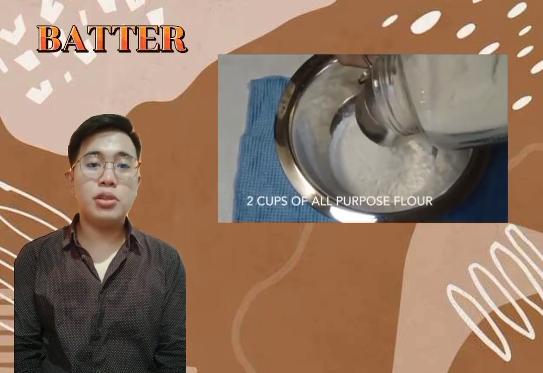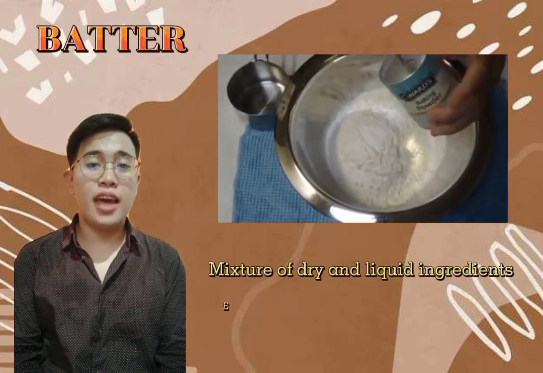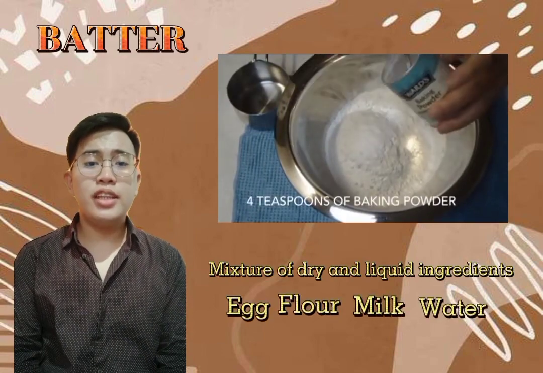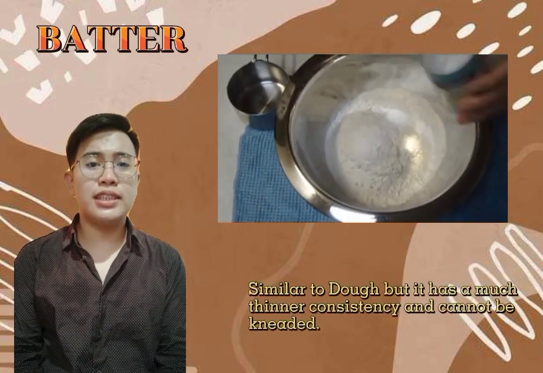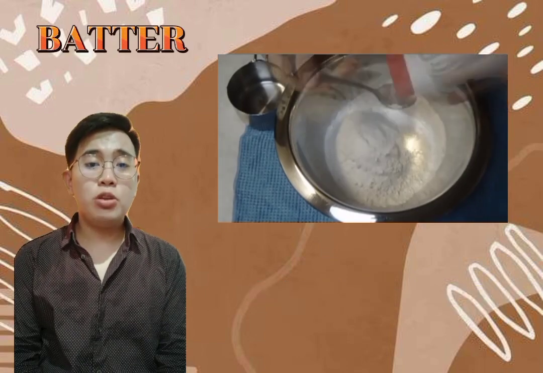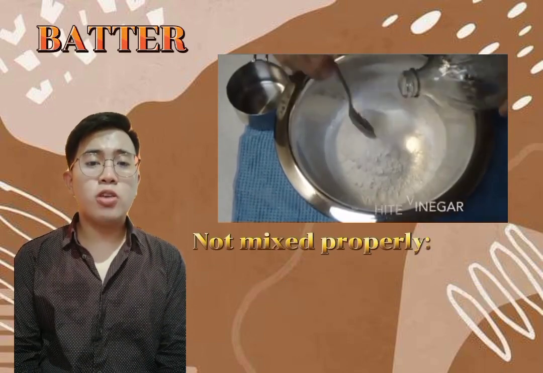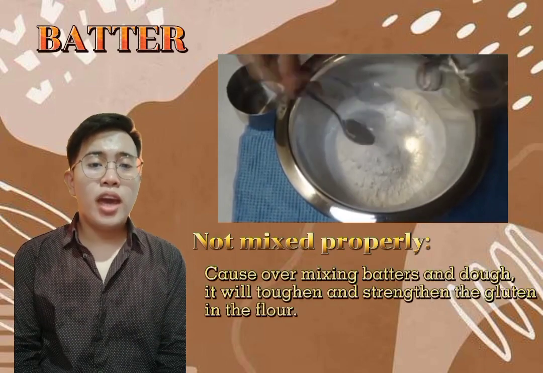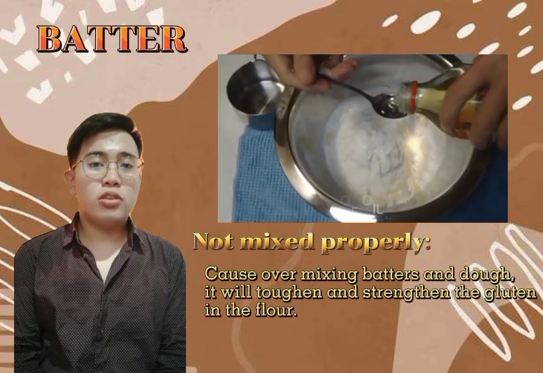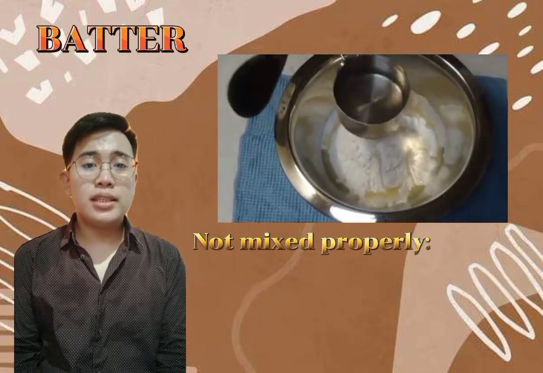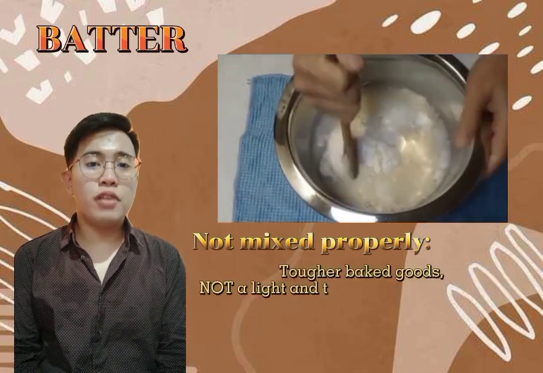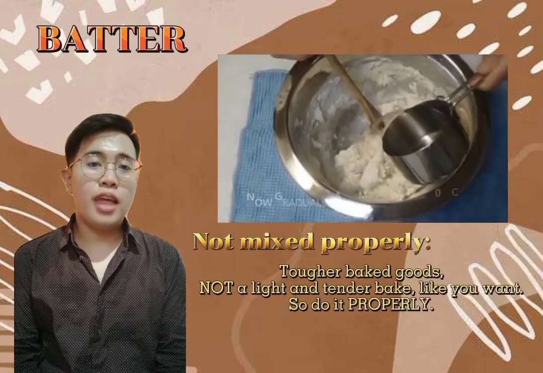A batter is a mixture of dry and liquid ingredients such as egg, flour, and milk or water. It is similar to dough but it has a thinner consistency and it cannot be kneaded. We need to mix batter properly because if we cannot mix it properly, it can cause over-mixing of batters and dough, and it will toughen and strengthen the gluten in the flour. Doing this to the gluten will yield you tougher baked goods, not a light and tender bake like you want.